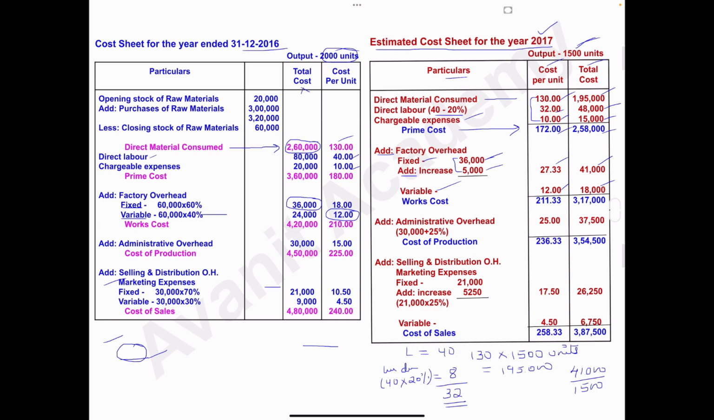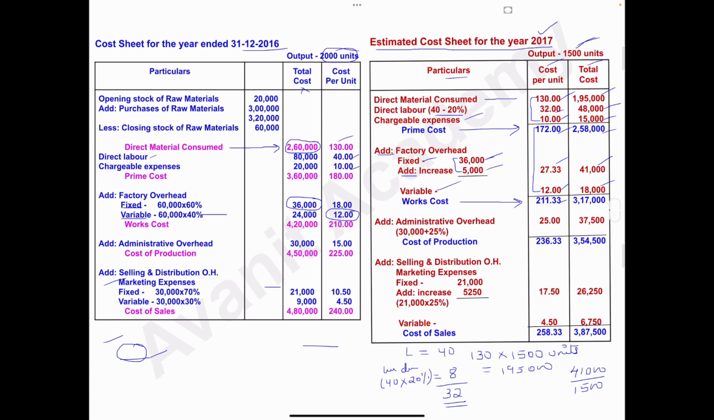Add prime cost and factory overhead. 172 plus 27.33 plus 12 and the total is 211.33. Total cost: 2,58,000 plus 41,000 plus 18,000 and the total is 3,17,000. This is works cost.